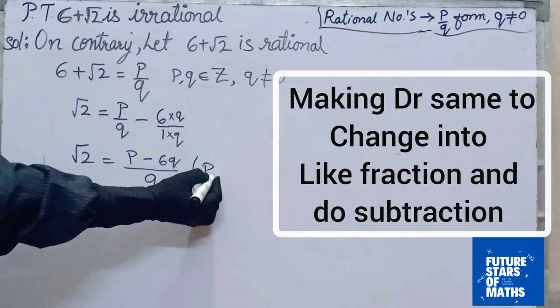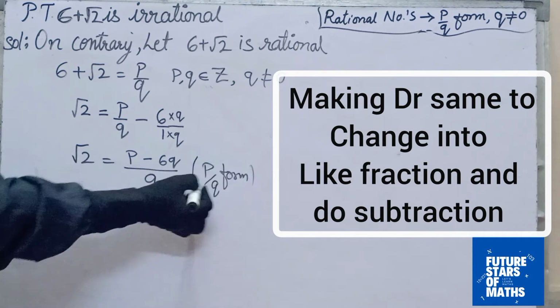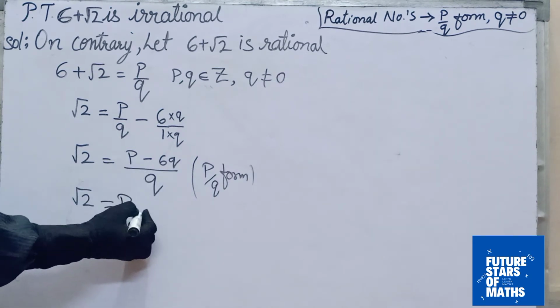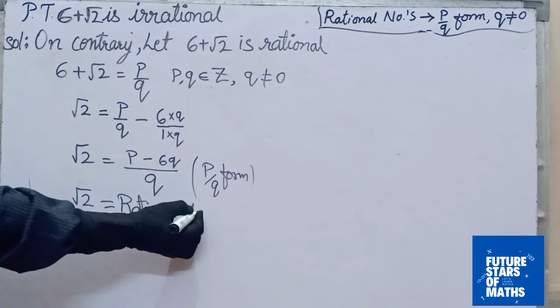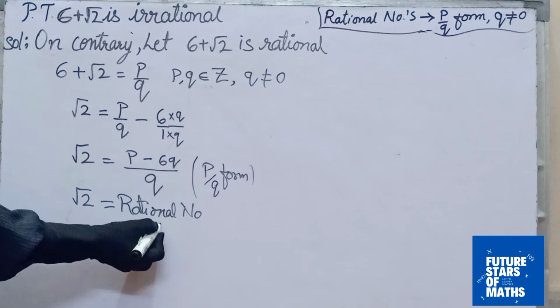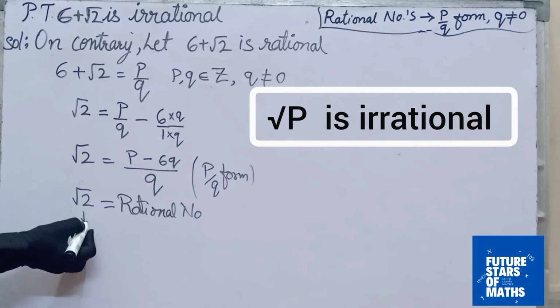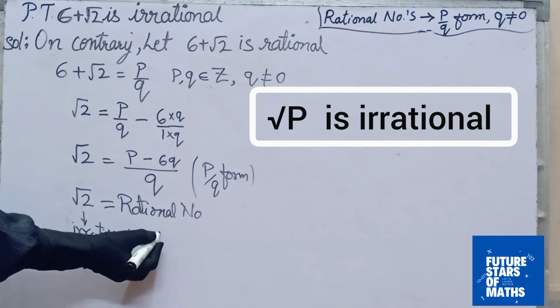If it is in p by q form, what can we say? It is a rational number. So we get root 2 equal to some rational number. We are getting a rational number on the RHS. But what is on the LHS? It is root 2, and we all know that root 2 is irrational. We all know this. So here we are getting an irrational number equal to a rational number.